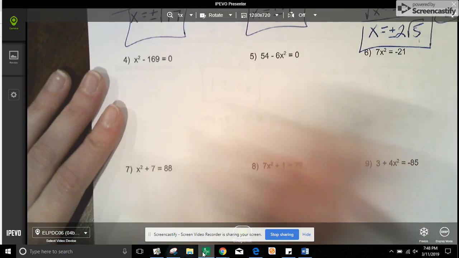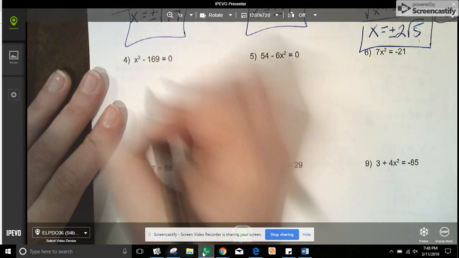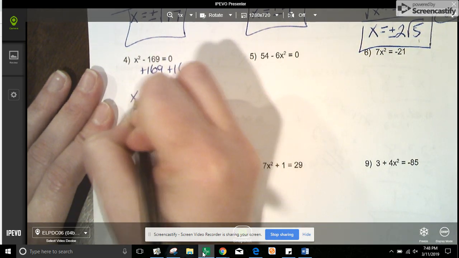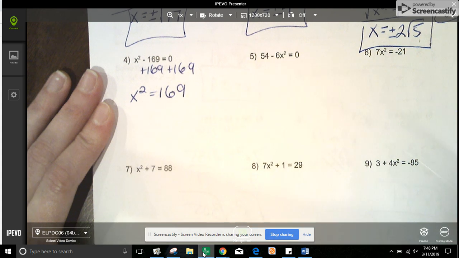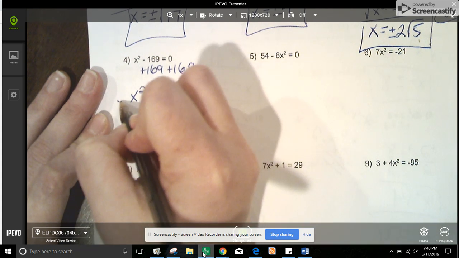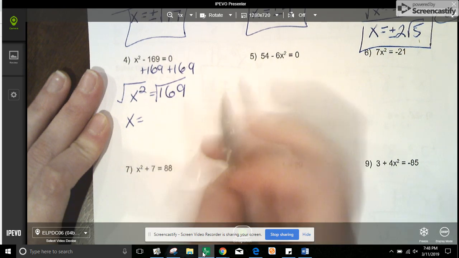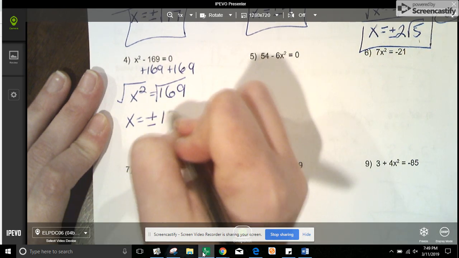For number 4, I have to get the x alone, so I would add the 169 over. So I have x squared equals 169. Now I can square root, and I get x equals, and the square root of 169 is 13, so plus or minus 13.